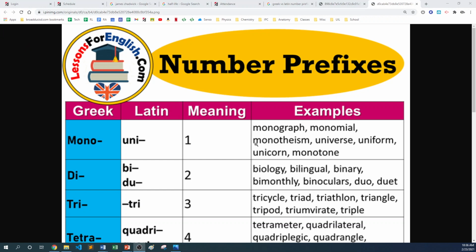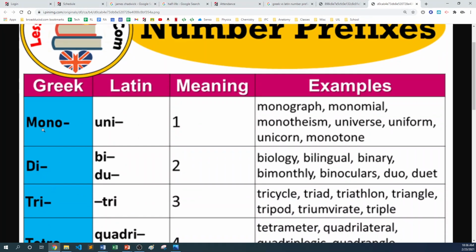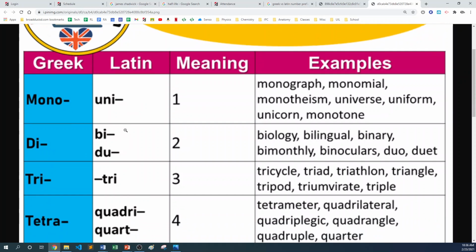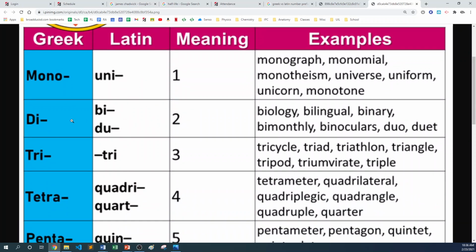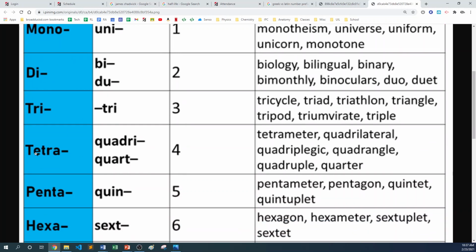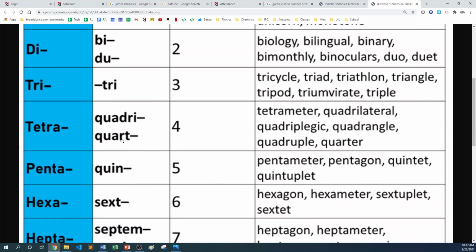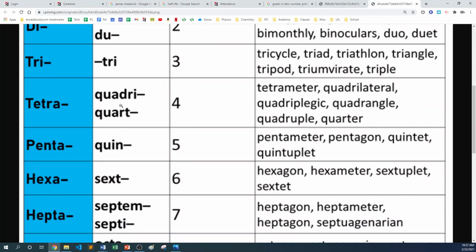So just to remind you, for 1, Greek is mono, Latin is uni. For 2, di is Greek, and we use Greek; bi or duo for Latin. They're both the same for 3, tri and tri. For 4 it's tetra for Greek, quart or quadra for Latin. I think quart is 1/4 though, and quad is 4.